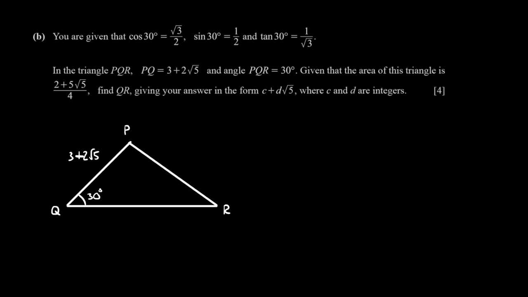Then, so now we're in part B of this question. We've got another triangle, which is PQR. And we're told that the angle PQR is 30 degrees. So this time we're dealing with an acute angle. And we're told the length of PQ is 3 plus 2 root 5. And we're told the area of the triangle is 2 plus 5 root 5 upon 4.